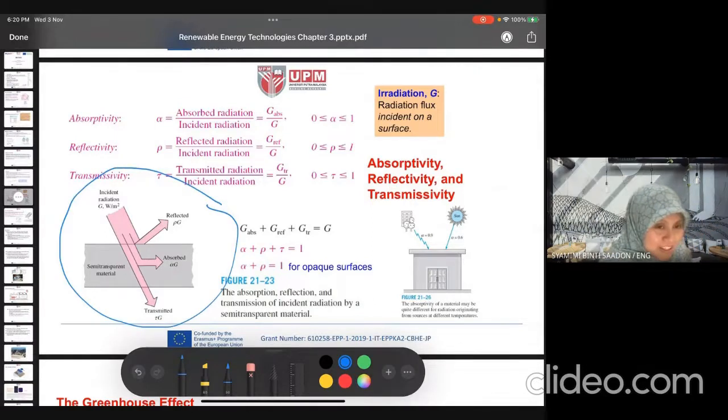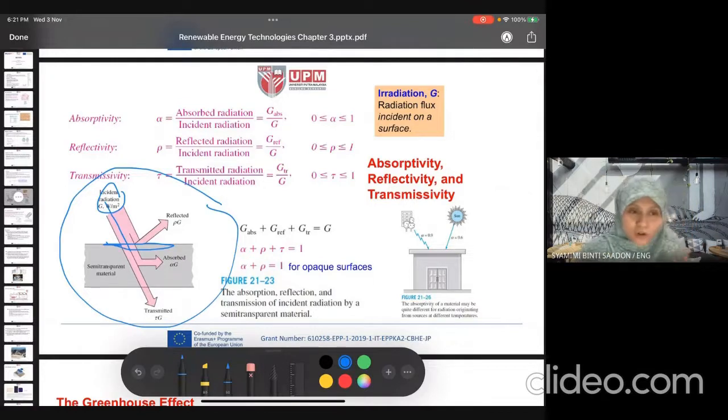So imagine this is the incident radiation. The notation for incident radiation from the sun or any heat source, the light, we write it as G, and the unit is watt per meter square. So we measure incident radiation in watts per meter square of the surface. For example, this is the surface, and the incident radiation comes in this direction.